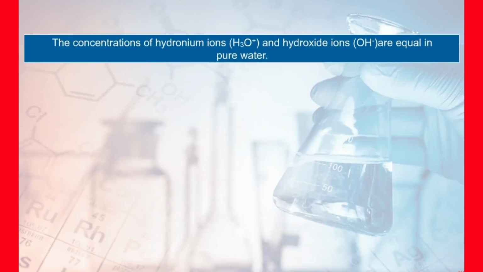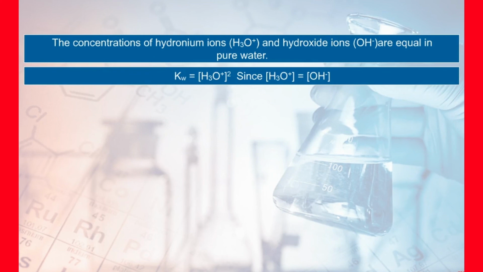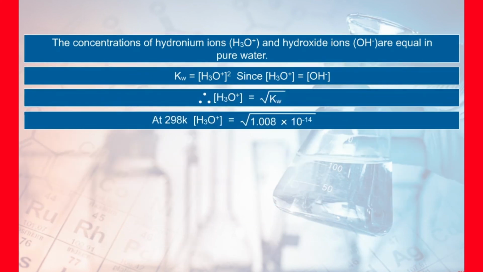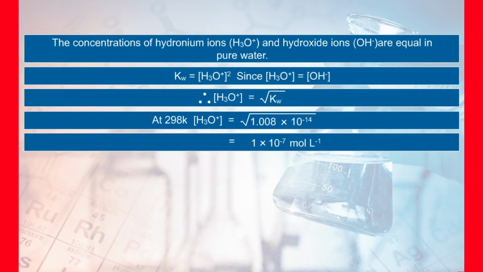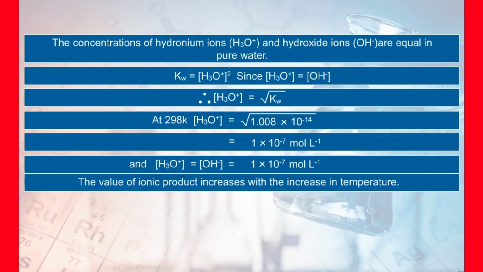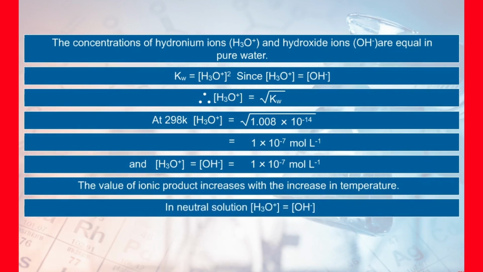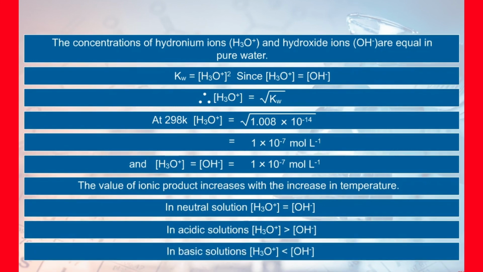The concentrations of hydronium ions and hydroxide ions are equal in pure water. Thus, in pure water, the concentration of hydronium ions and hydroxide ions is equal to 1 times 10 raised to the power minus 7 mole per liter at 298 Kelvin. The value of the ionic product increases with the increase in temperature. The relative concentrations of hydronium ions and hydroxide ions vary in different solutions as shown.